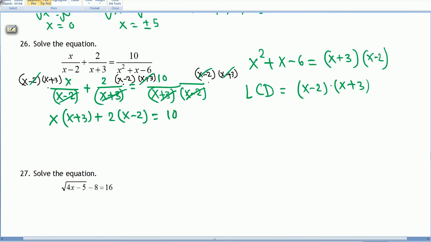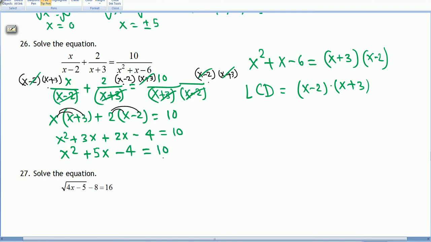Let's simplify. For that, we distribute x, we distribute 2. We get x squared plus 3x plus 2x minus 4 equals 10. On the left side, this is x squared, 3x plus 2x is 5x, minus 4 equals 10. Minus 4 and 10 are numbers, so we can combine them, so it becomes a trinomial. So bring 10 to the left side: subtract 10 from both sides. We get x squared plus 5x minus 4 minus 10, minus 14, equals 0.